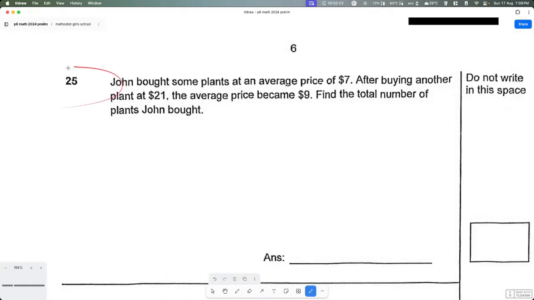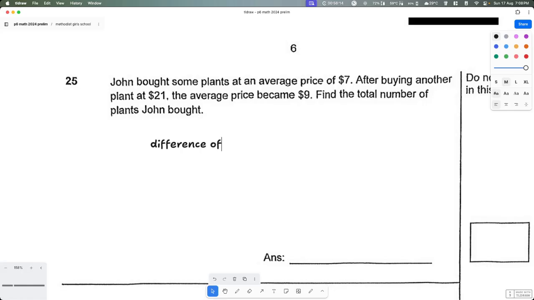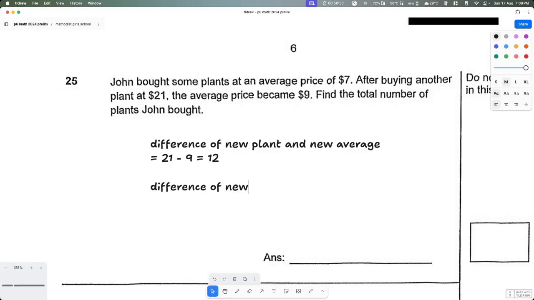All right, so question 25. John bought some plants at an average price of $7. After buying another plant at $21, the average price became $9. Find the total number of plants bought. So for this kind of question, what you can do is, step one, get the difference of the new plant and the new average, which is equal to 21 minus 9, and this will get you $12.